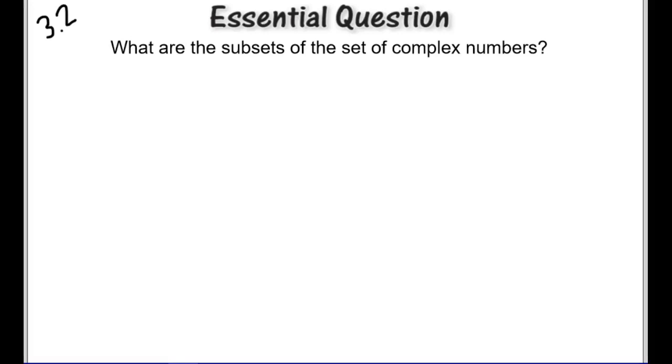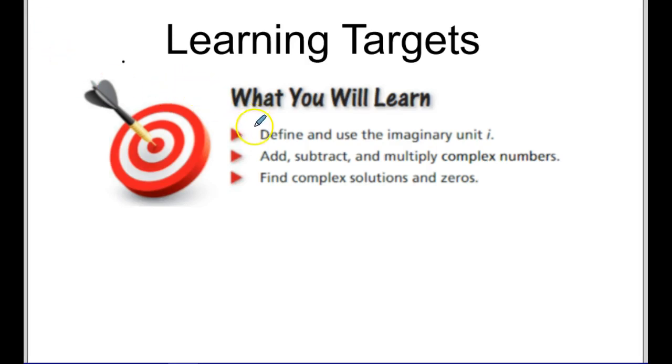Right, here we're looking at section 3.2, and in this section we're really dealing with complex numbers. So we're going to be looking at some subsets and really what are complex numbers. Our learning targets for today: first, we're going to define and use the imaginary unit, which is i. We've been dealing with only real numbers so far, but now we're going to throw in some imaginary numbers, and that's what we denote with this i.